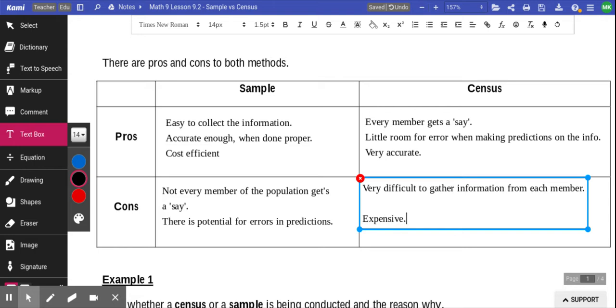If you're doing one of, say, all the people in Sylvan Lake, that is a lot of people that you're trying to get information from, and that is going to be expensive. You're going to pay people to go get that information. You're going to have to create surveys or whatever you're doing. It's expensive. Okay, so that's why censuses don't get used very often.